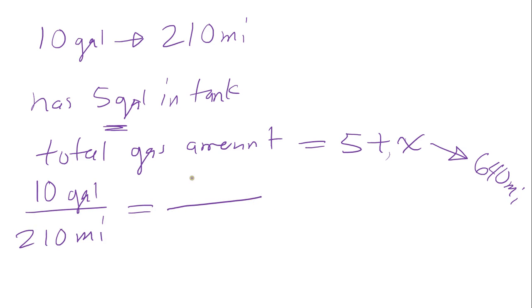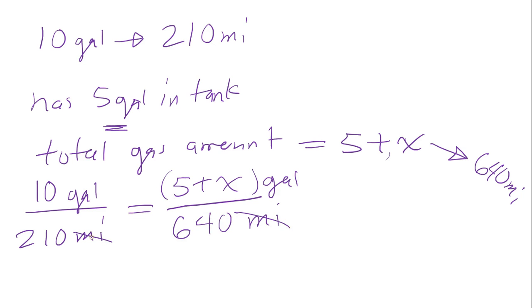So now we just need to be careful and consistent with our units. On the top we have gallons. So this is 5 plus X gallons over 640 miles. So miles goes away. This goes away, because we already take care of gallons. So really, all we need is X equals the fuel amount in gallons.